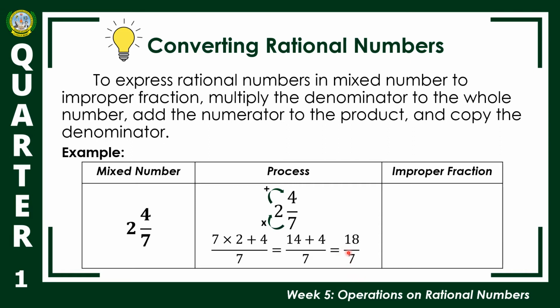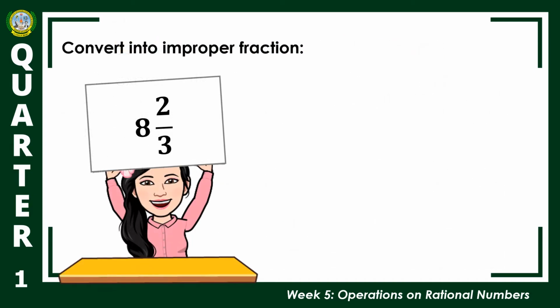So, di ba, hindi naman nababago yung denominator kapag improper to mix. So, ganun din kapag mix to improper. Kokopyahin nyo lang yung denominator. So, the improper fraction of the given mixed number is 18 over 7. So, let's have another example again on the next slide. Let us convert the given into improper fraction. So, we have 8 and 2/3.